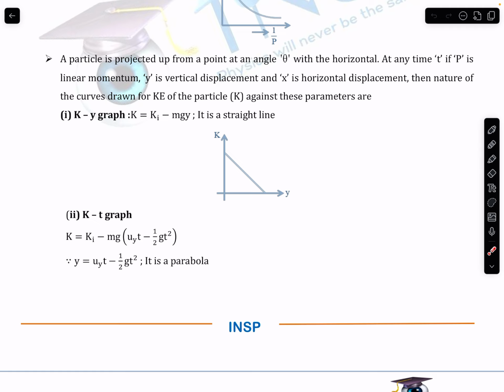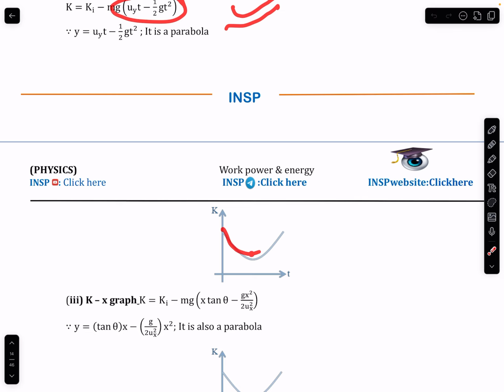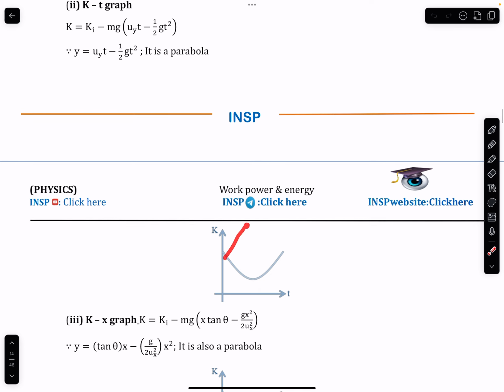Similarly, the K-t graph. Now the y value in the vertical direction we can write as u sine theta t minus half g t square. Since a t square term is coming, the K-t graph will become a parabola like this. And by the way, you can see there's a minus sign coming. So if the projectile is going like this, the kinetic energy will change with time in this manner. Easily you can also see, as it is going up, its speed is decreasing. It will be minimum at the topmost point. After that, speed will further increase.